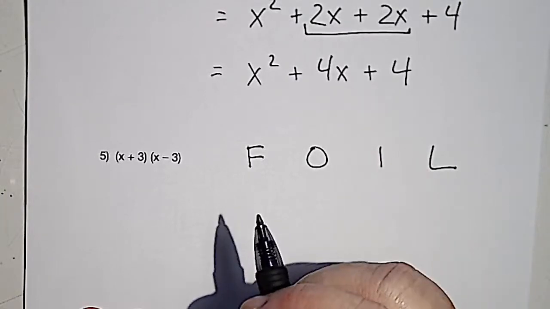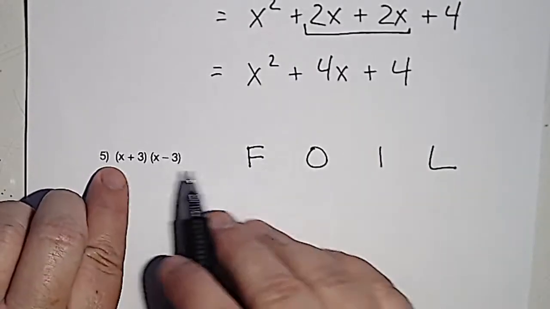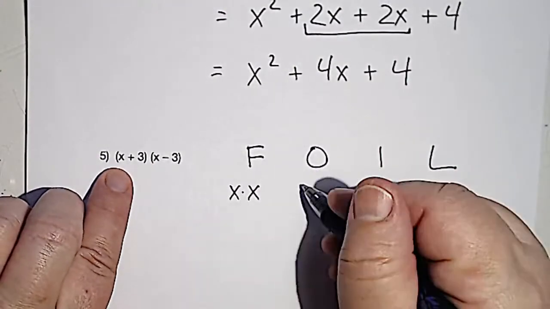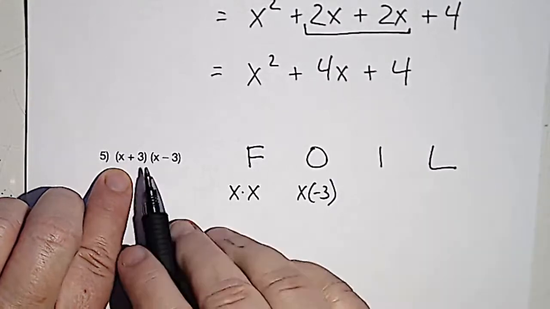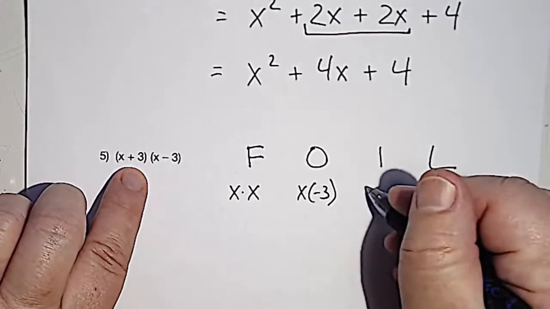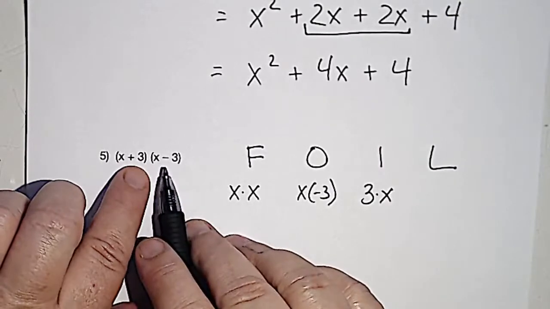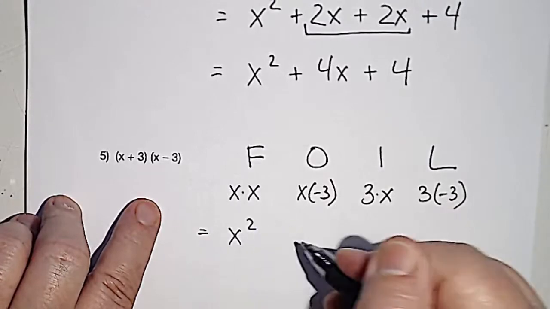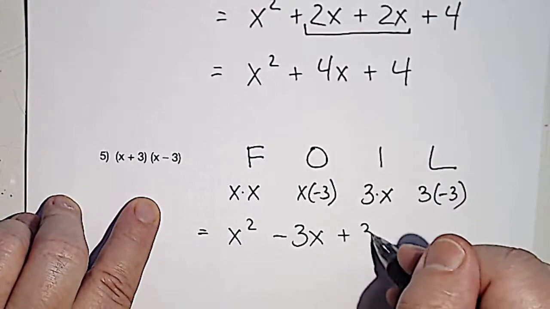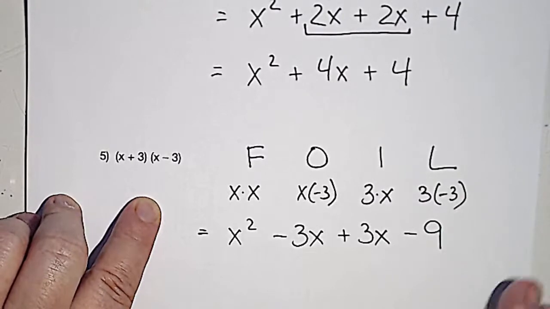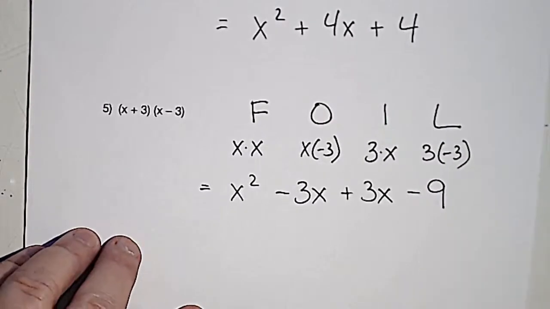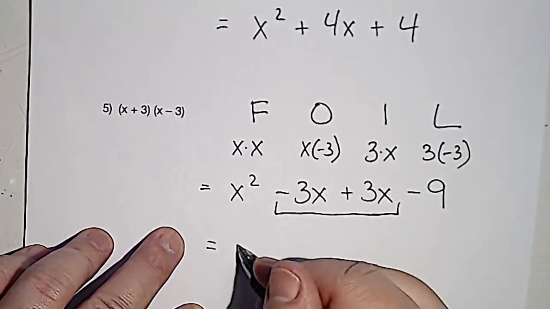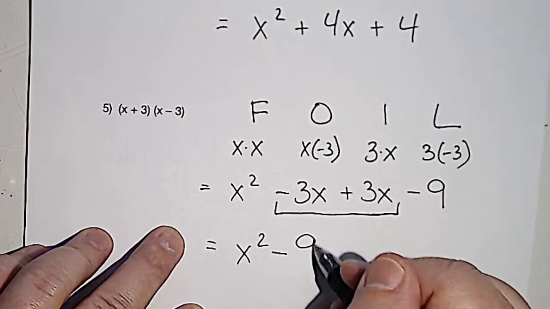So let's look, what the heck am I talking about? Okay, first, x times x. Outer, outside, x times negative 3. Inner, inside, 3 times x. Last, 3 times negative 3. Okay, so I get an x squared, a minus 3x, a plus 3x, minus 9. So it's interesting. The ones in the middle kind of match. How do they match? They cancel each other out completely. And we end up with x squared minus 9.